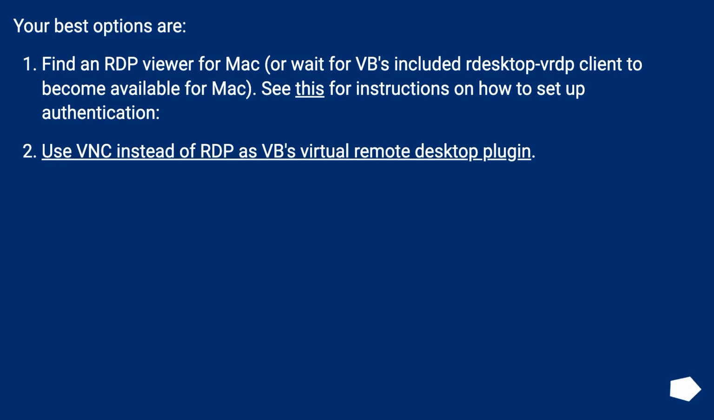Your best options are: find an RDP viewer for Mac, or wait for VB's included desktop VRDP client to become available for Mac. See this for instructions on how to set up authentication. Use VNC instead of RDP as VB's virtual remote desktop plugin.